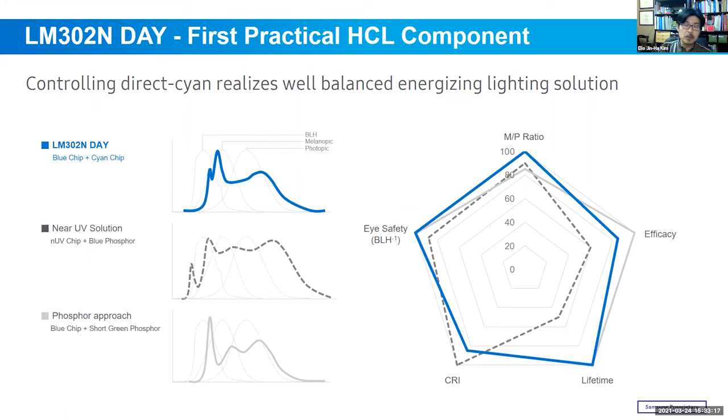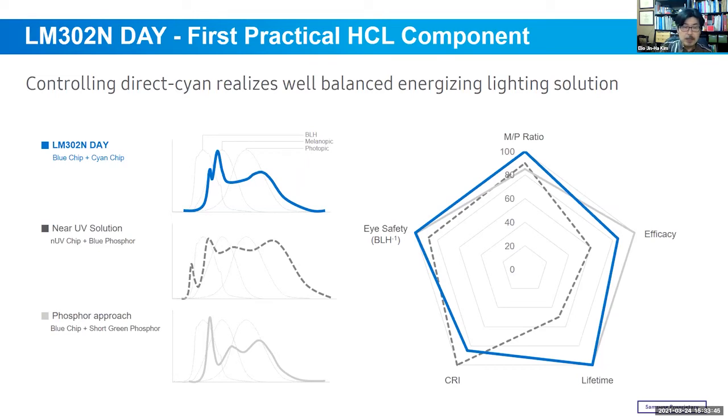But this one has no problem with the lifetime, and it's not super exceptional in the color quality represented by the CRI, but at least we can meet CRI 80 with this spectrum that I show here. In terms of eye safety, this is the safest type of light spectrum because we are shifting our short blue to the longer blue that avoids the blue light hazard function, as you see in the graph.